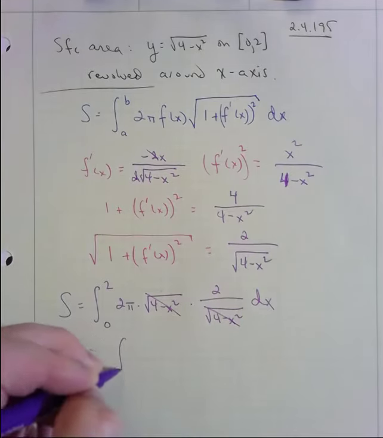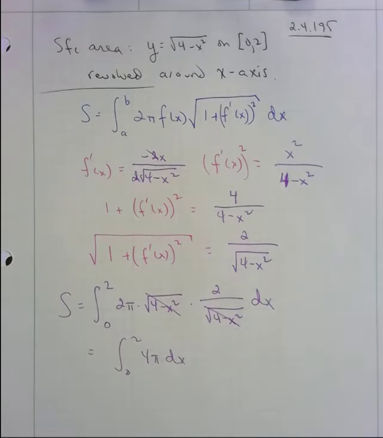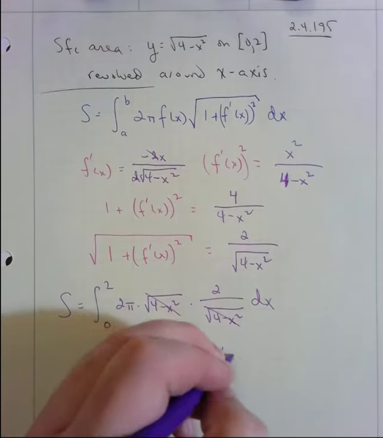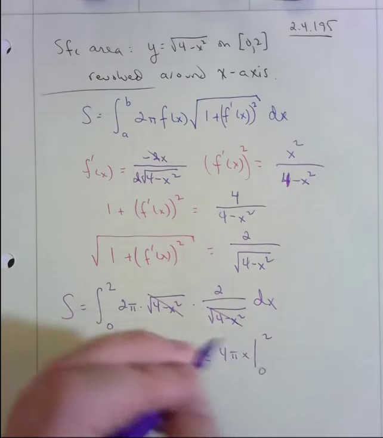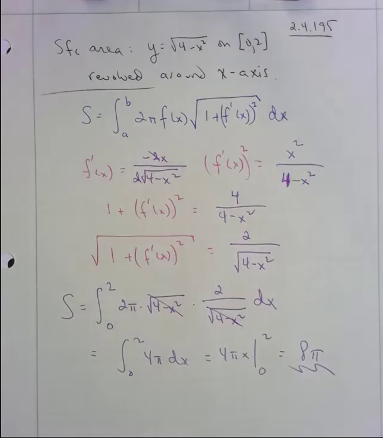And this will be the integral from 0 to 2 of 4 pi dx, which is 4 pi x from 0 to 2, and that's just 8 pi. Which is, golly, that's a nice number for something that seems as weird a function as this.